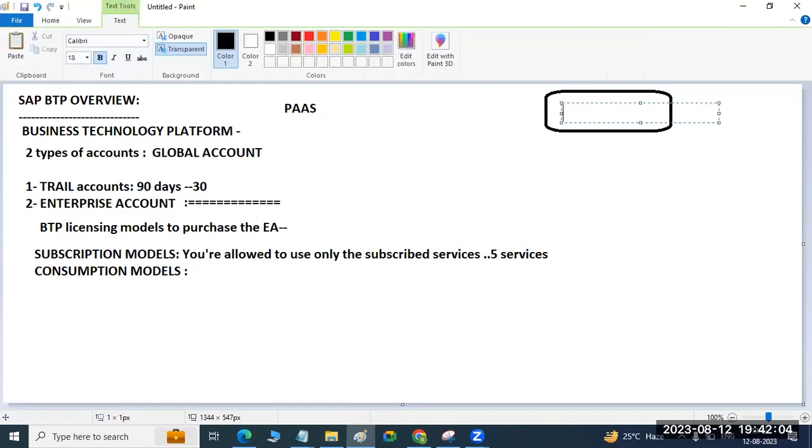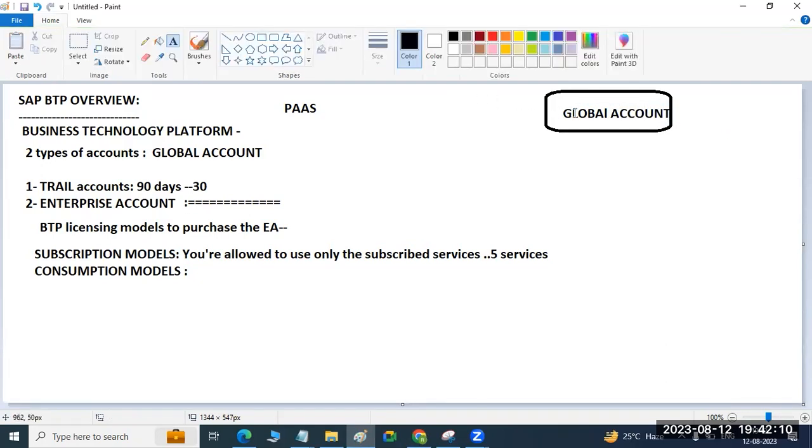This is the global account. Whether it is a trial account or an enterprise account, you will get the same global account. Either you can take the trial, or you can take the permanent one as your organization, which you have to purchase. So both accounts are the same, but only the naming convention will be different here.